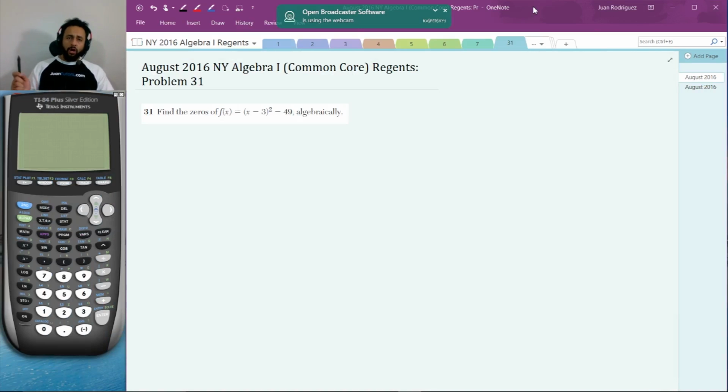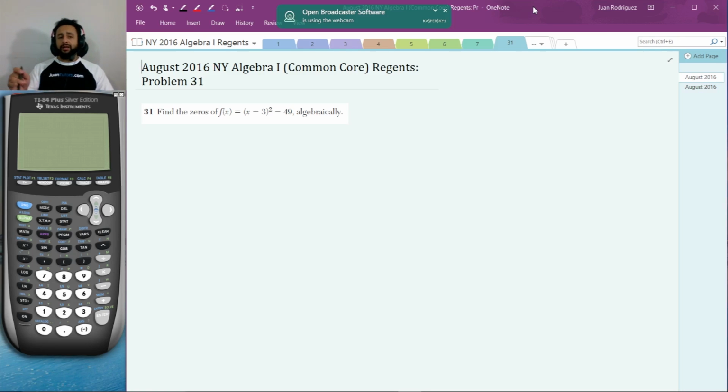Today we are working on the August 2016 New York Algebra 1 Common Core Regents, problem number 31. If you want to access these exams anywhere in the world, you don't have to be from New York. Go to nysedregents.org. Click on the appropriate tabs and all the exams are freely available to you.